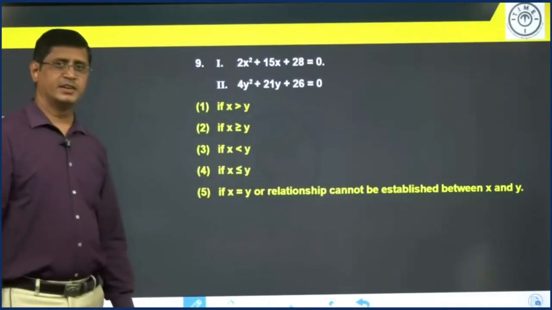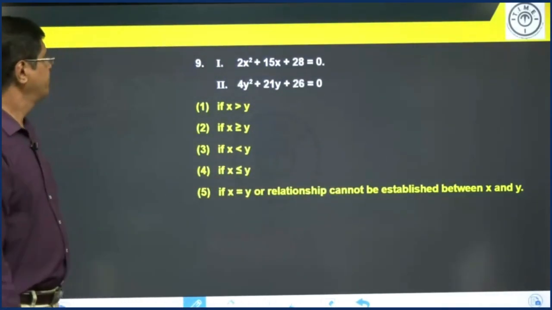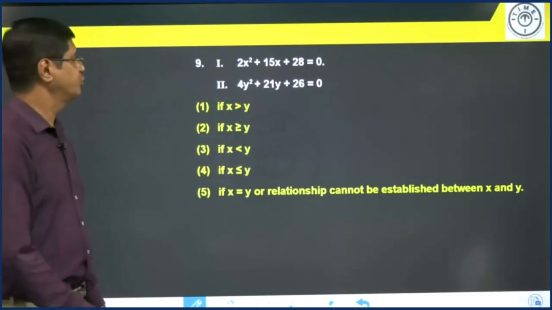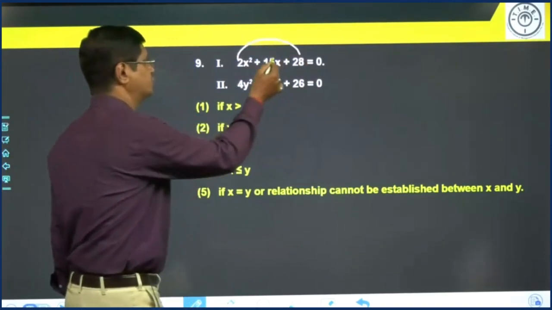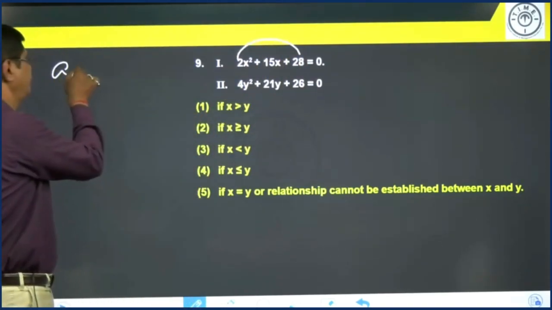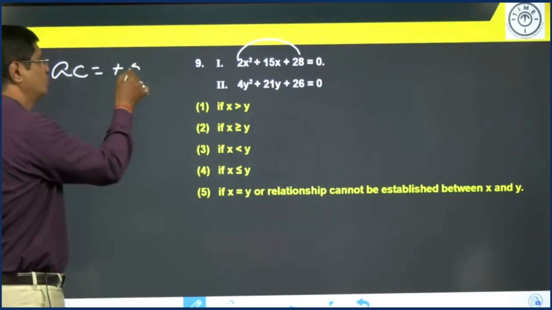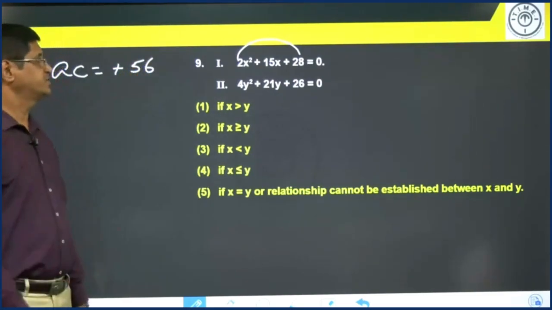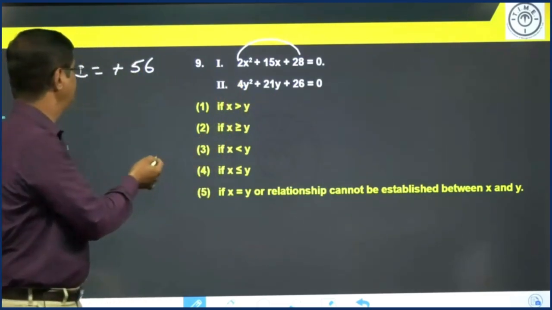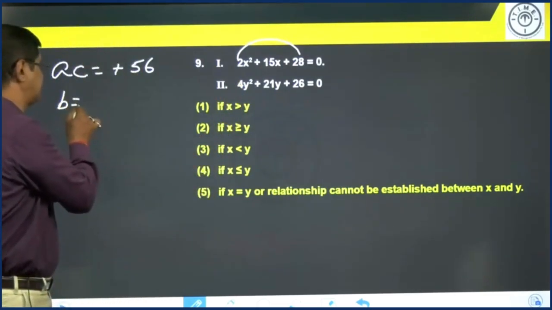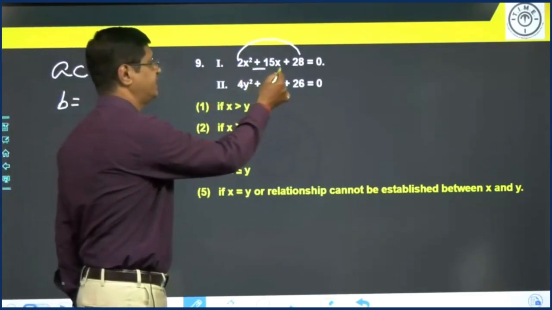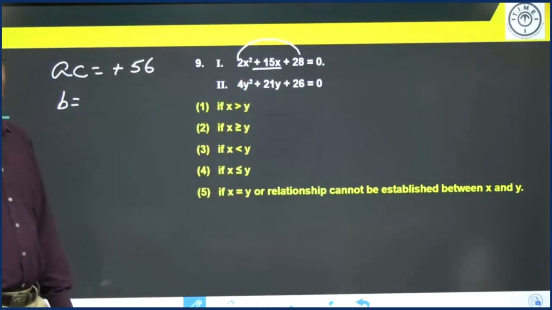Yes, please look at the next question on your screen. 2x square plus 15x plus 28 is equal to 0. The product of these two terms, that is a into c, is equal to 2 times 28, that is 56. Now, what will be the b value? B will be the sum of the two factors, and here the term is 15x.